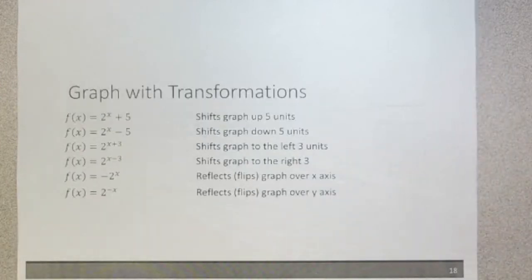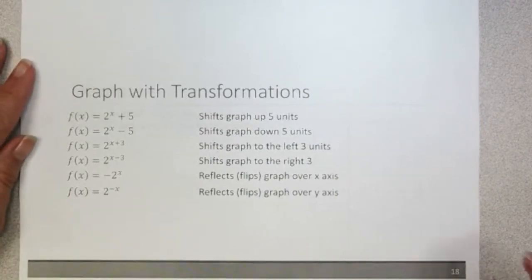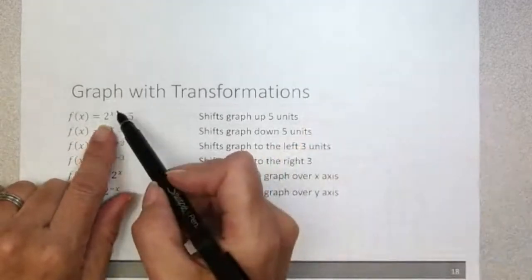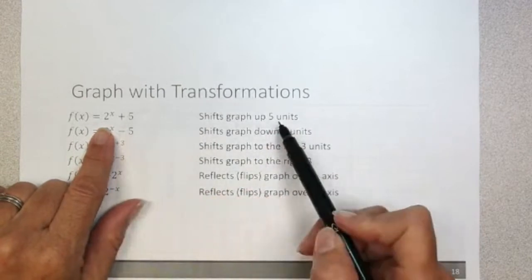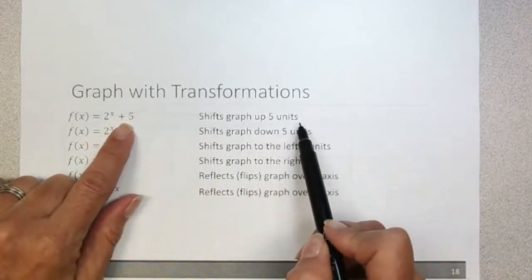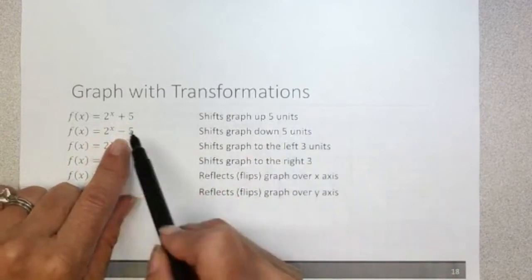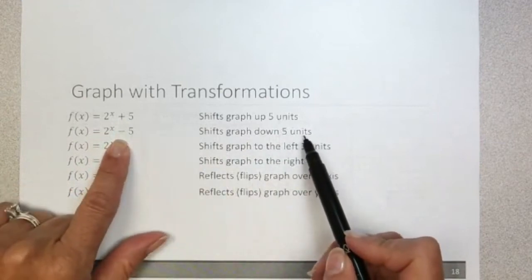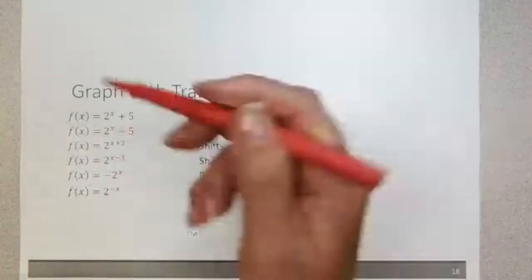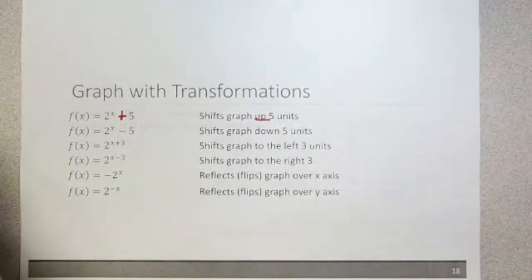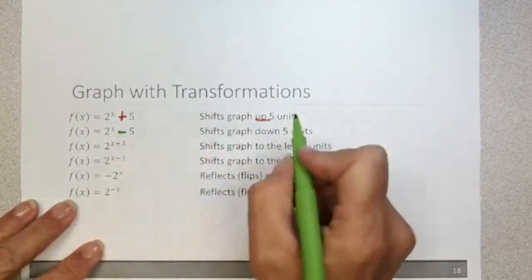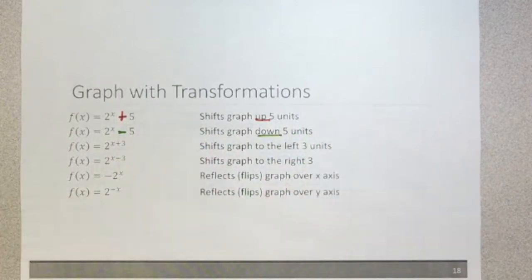Now, transformations do come into play. Sometimes we have exponential functions that are shifted. We can shift a function up when, for example, f of x is 2^x plus 5. If we're shifting up, we're just adding some number of units to the end. This will be shifted up 5 units. If we subtract 5, we're shifting down 5 units. Remember, when we add to the end, we shift up. When we subtract from the end, we shift down, okay?